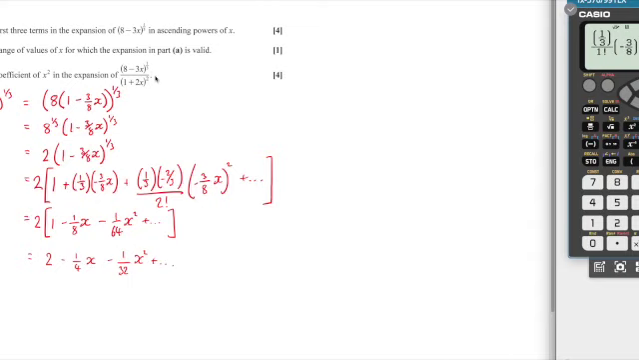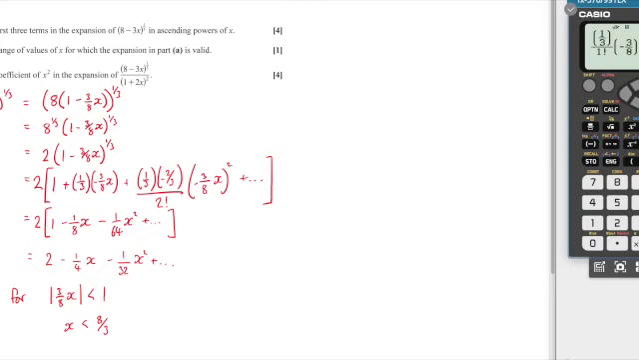Right, state the range of values for which the expansion in part A is valid. So this is valid for, as ever, the modulus of 3/8 x is less than 1, so x is less than 8/3. That's a standard one.